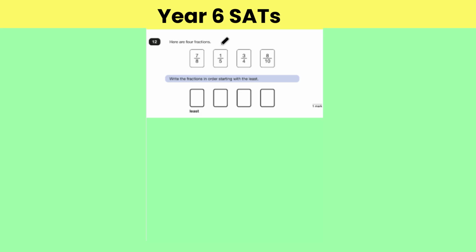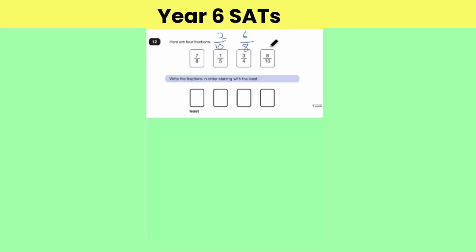Here are 4 fractions. Write the fractions in order, starting with the least. Okay, so you can see that all these fractions have different denominators, so we might need to do a bit of finding the equivalents to help us with this. So I can see that my 8 and my 4, I can make those both equivalent, and my 5 and my 10, I can make those both equivalent. So my 1/5, I'm going to make that into 2/10, so I can compare that with my 8/10, and my 3/4, I'm going to compare that with my 7/8 by putting 6/8. That gives me a bit more help.